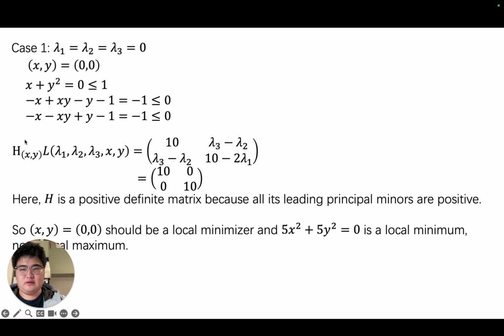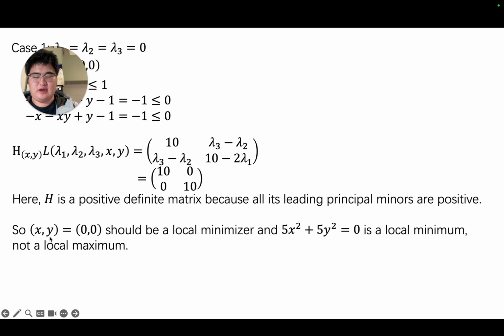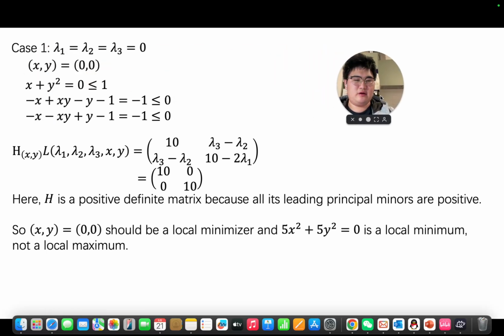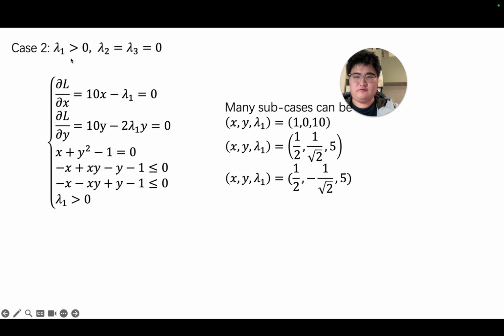By calculating the Hessian matrix, we find this matrix is a positive definite matrix because all its leading principal minors are positive. So according to the definition, we find that (x, y) equal to (0, 0) should be a local minimizer, and it's a local minimum.